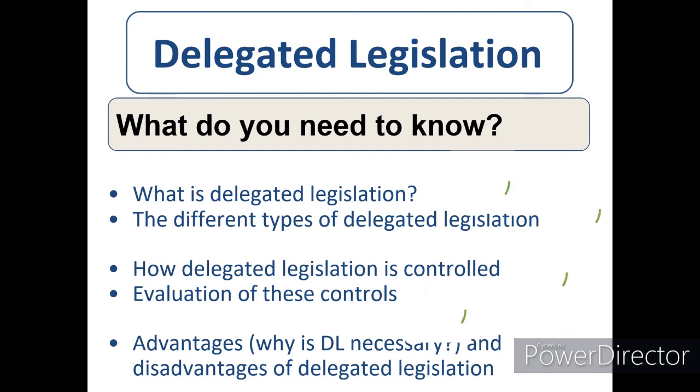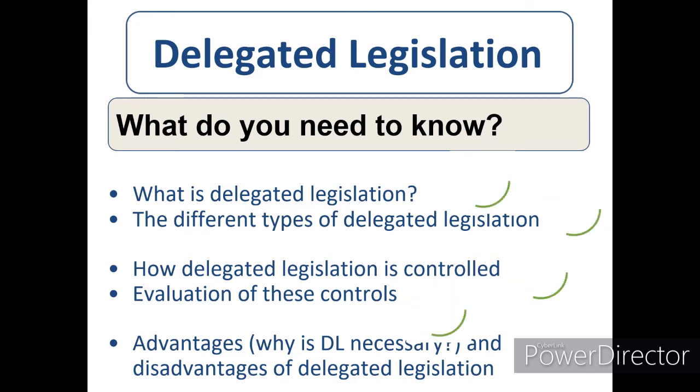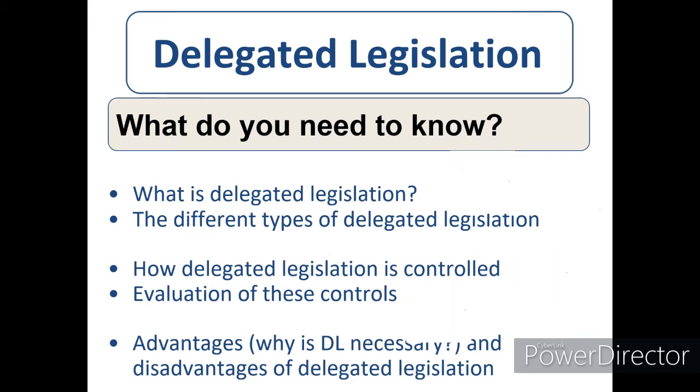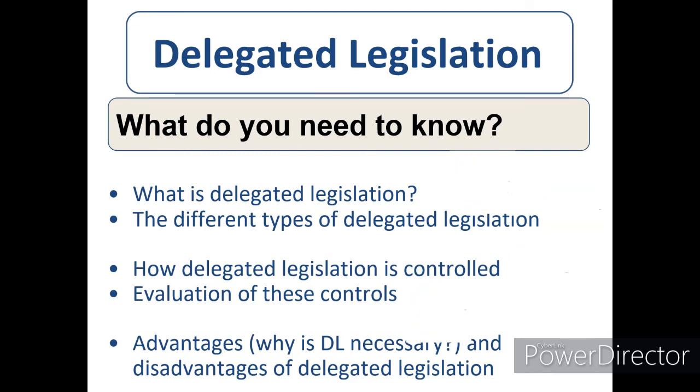So we've now covered what delegated legislation is, the different types of delegated legislation, how delegated legislation is controlled both in Parliament before it's passed and in the courts afterwards, and we've evaluated these controls. The next lesson is the evaluation, and we talk about why delegated legislation is necessary, which are the advantages, and what are the problems with delegated legislation.